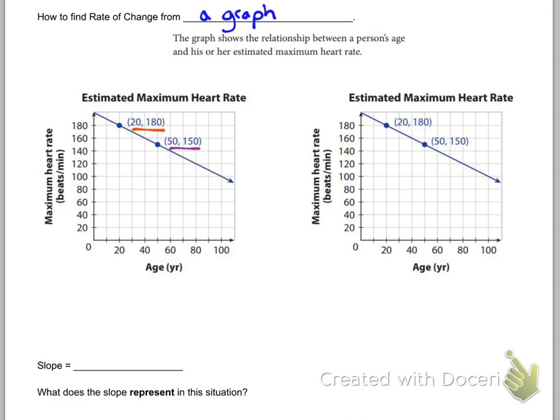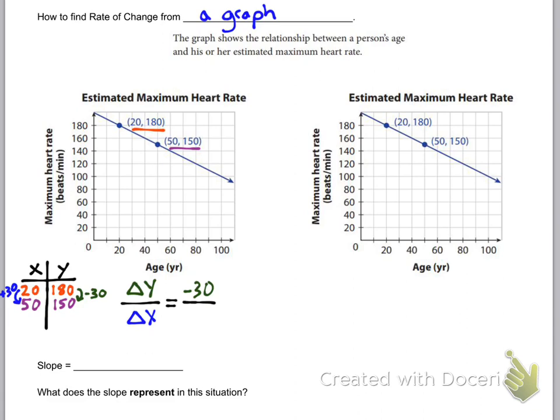I'm just going to put these into a table. Notice they didn't give us a table here, so I'm going to have to make one. So x, y, 20, 180, and 50, 150. So I'm going to do the exact same thing I did before. Notice I like this a lot because we're doing the same thing over and over. You don't need to memorize anything new for this. So minus 30 is the change in y, delta y. Plus 30 is the change in x, delta x. Negative 30 divided by positive 30 is -1, and there is my slope.